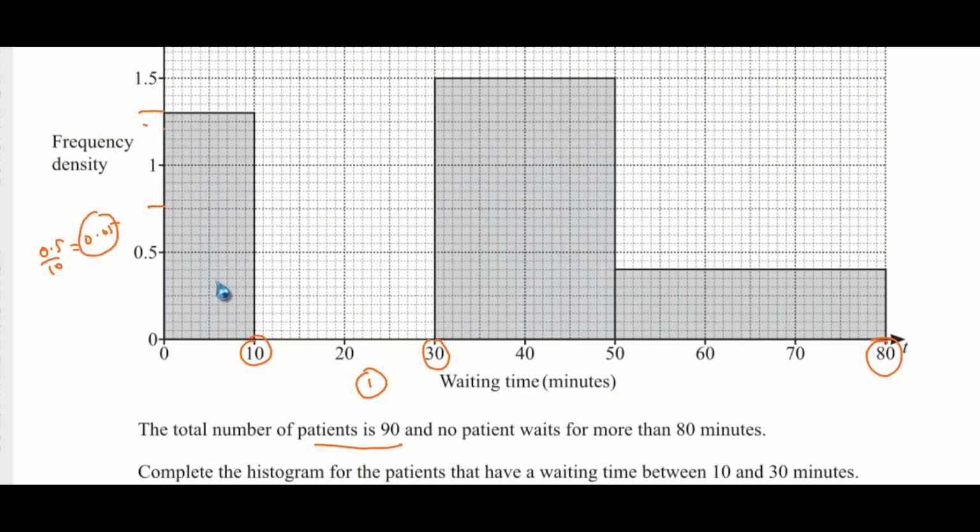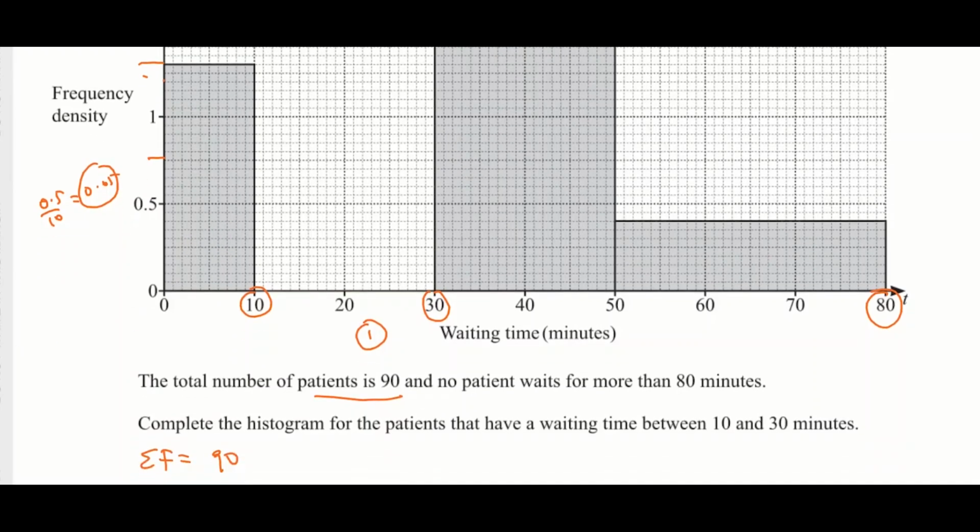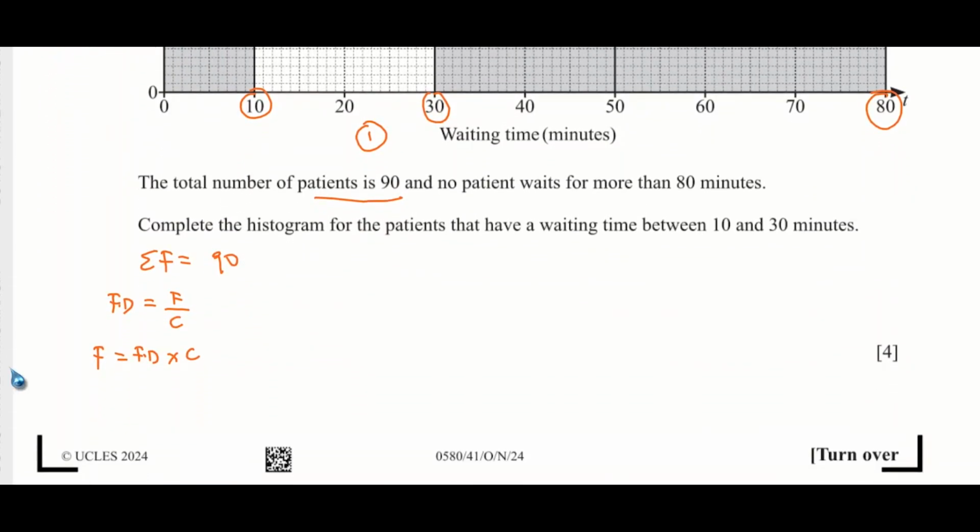So I will tag the frequency of this one by F1. So I can say F1, that's the frequency of the first class interval, is the frequency density, which is 1.3, multiplied by the class size, which is 10. So this will give me 13.